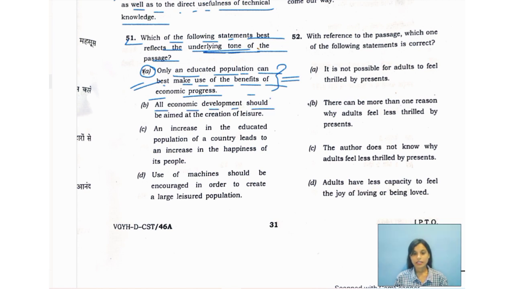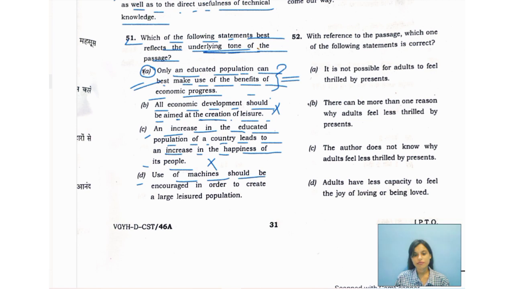All the economic development should be aimed at the creation of leisure. Not really. This is not the main point of the passage. They are talking about getting educated, so that through education only we can make some machines through which we can make economic progress, right? What about number C? An increase in the educated population of a country leads to an increase in the happiness of its people. Not at all. They are not even talking about happiness.